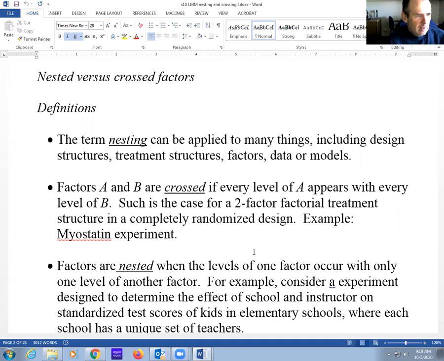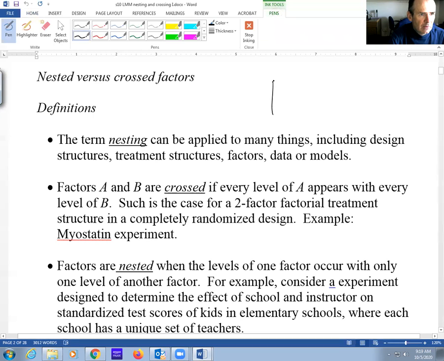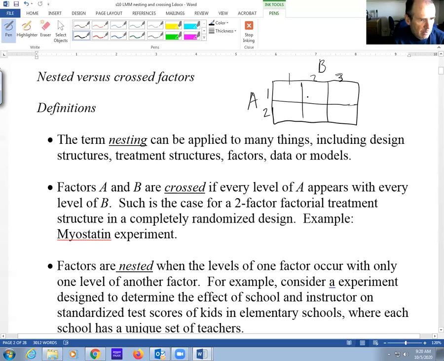All right, so factors A and B are crossed if every level of A occurs with every level of B. Like the myostatin data, that's one example where we had two groups and 3 times and you saw each combination. So if you can make a grid with this, then like we did with the crossed random effects, it's the same principle. So B could be time, A could be group, or vice versa. So you see every possible combination. That's the best way to consider that.